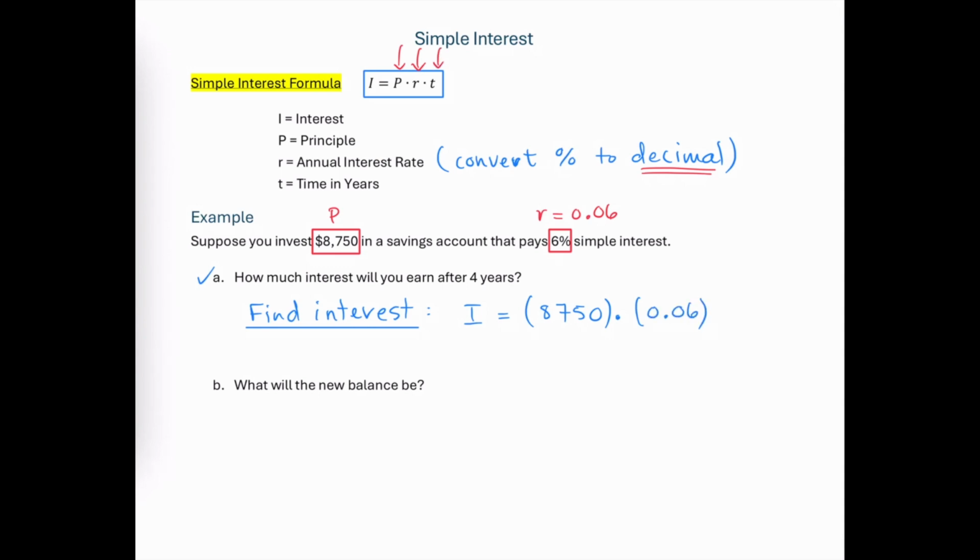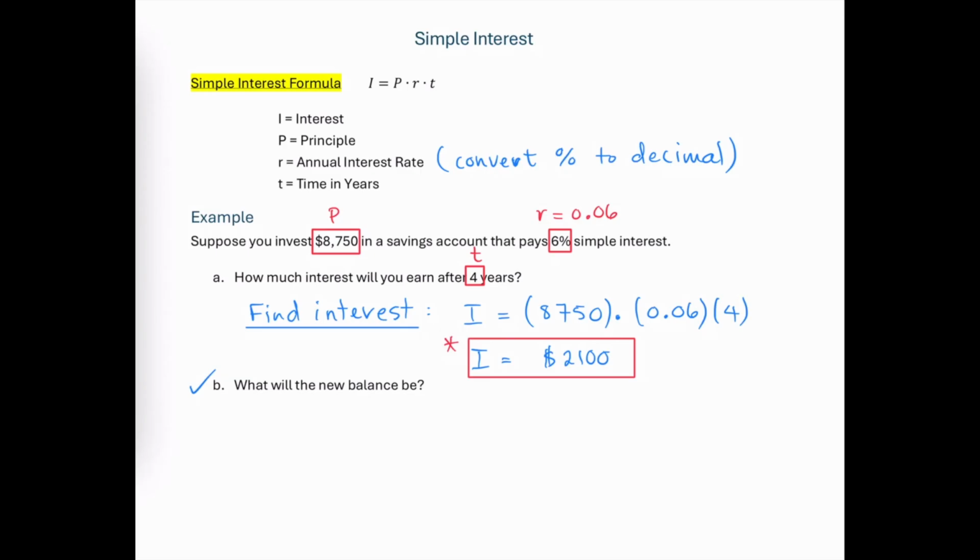And then finally, we multiply that by the amount of time in years. We're told in the problem that we are investing for 4 years, so we then multiply all of this by 4. When we multiply these quantities together, we see that the earned interest is going to be $2,100, and that's the answer to Part A.